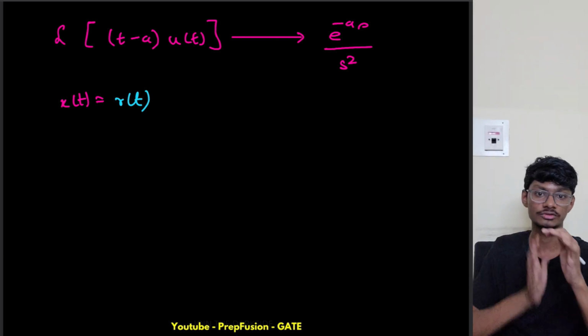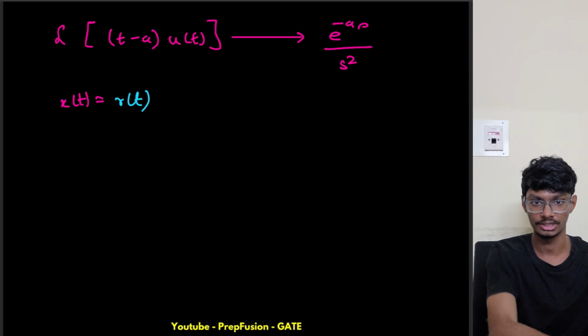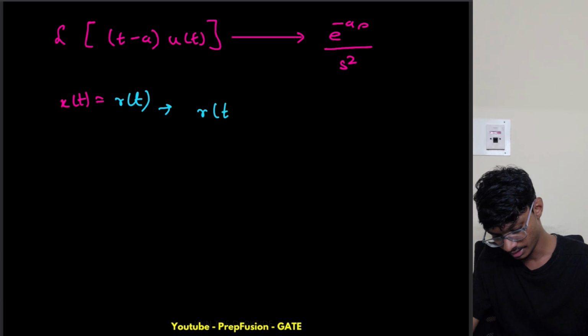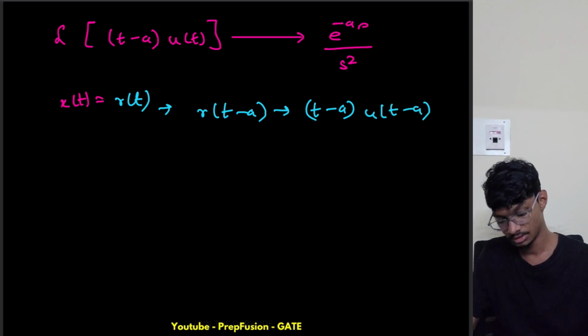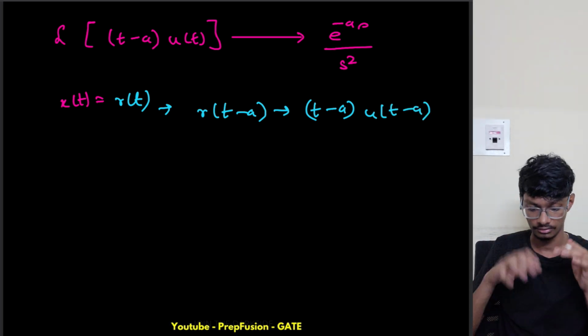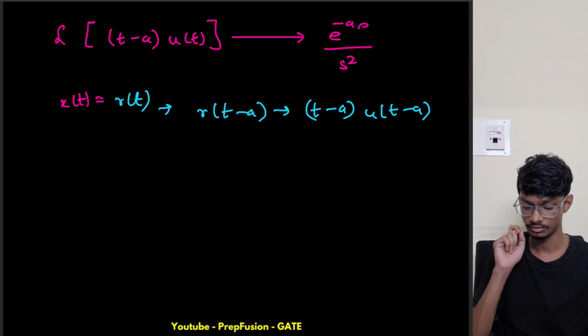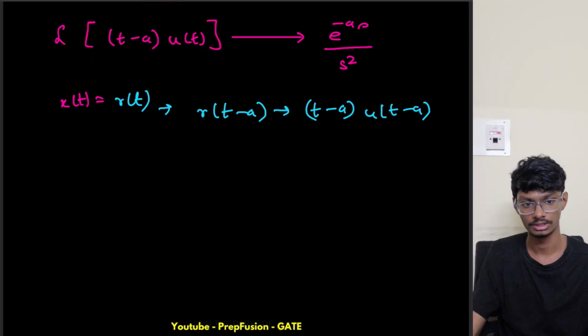So r of t has to shift by a for it to get multiplied by e to the power minus a s, right? If I do r of t minus a, what do I get? I get t minus a times u of t minus a. So this will be the value of the function for which the Laplace transform will be this, right? But for this it won't be. What will be the Laplace transform of this? Let us solve.